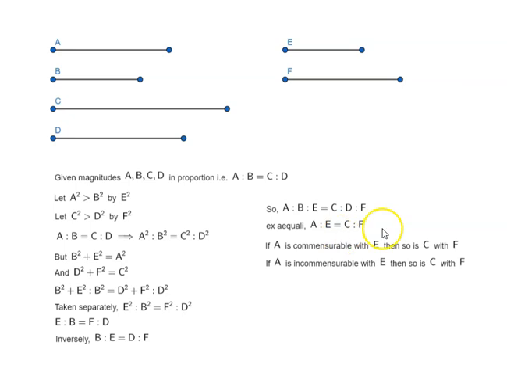And what does this proportion mean? It means if A is commensurable with E, then so is C with F. And if A is incommensurable with E, then so is C with F. So here, where did we use the lemma? Here, A square is greater than B square by E square. So to get this E square, we use the lemma. Similarly, to get the F square, we use the lemma.